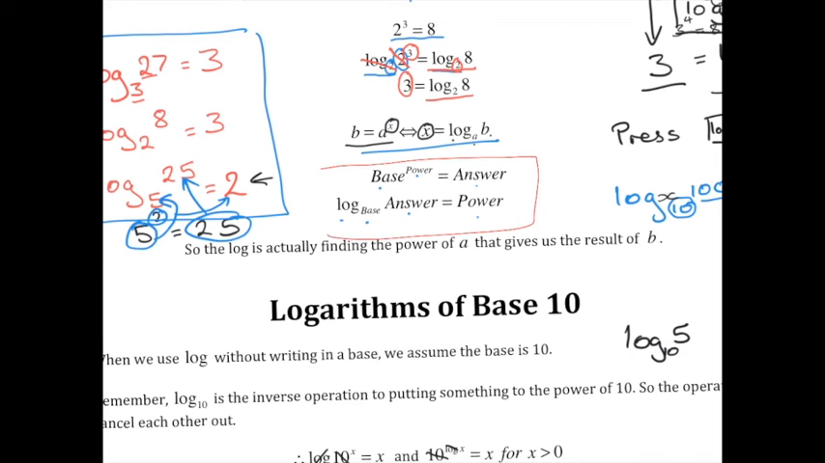This part here. To go from an exponential equation to a log equation, the base of the exponential becomes the base of the log. The power becomes what the log is equal to over here, and the answer that we got from the exponential goes into the log. So it's the log of the answer to the base, and then equals the power.